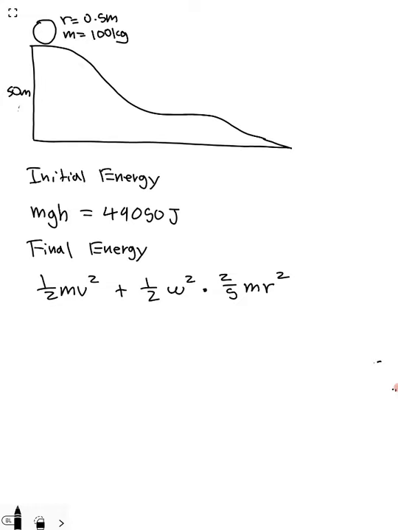Starting off, we can plug in some numbers, right? So mass is just going to be 100, and then r squared is going to be 0.25. Always good. But the problem is we still have two variables. So, how are we going to solve this? Turns out we can convert radians per second into meters per second.